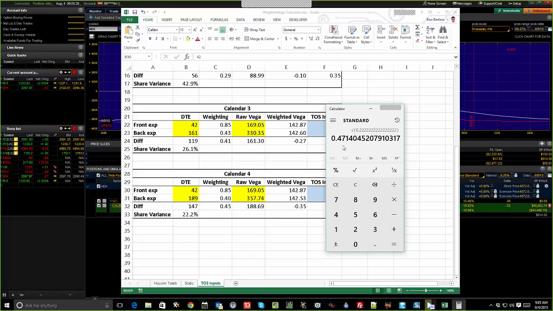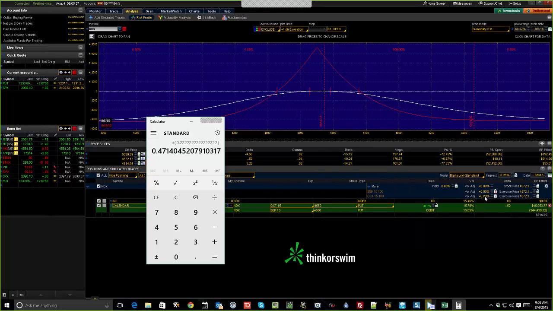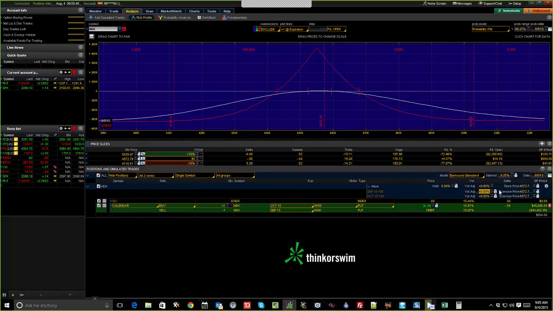But the key thing is that I didn't need any fancy spreadsheet to figure out what I've got to put in, right? So if I get rid of the spreadsheet now, then that means that I know that if vol increases by 1 point on the front leg, then I know the ratio to the back leg here. In other words, if this goes up by 1, then this one here is going to go up by 0.47.